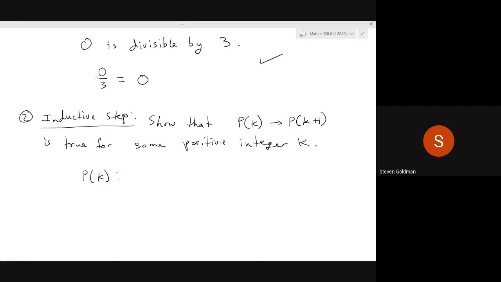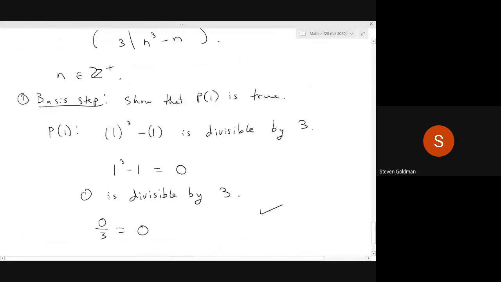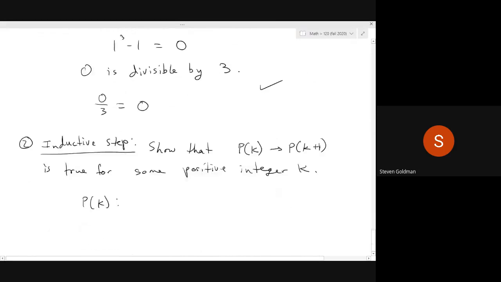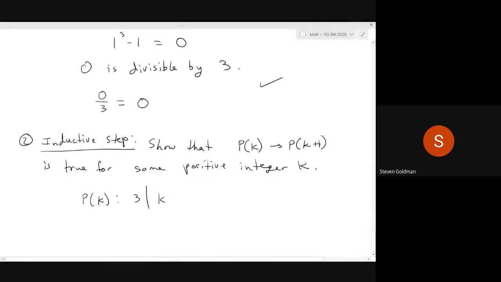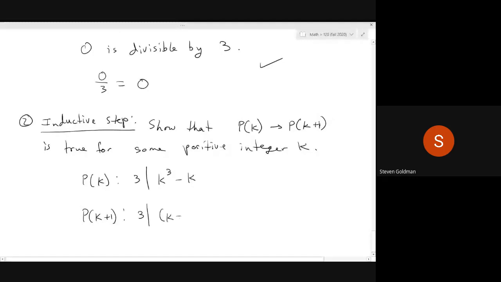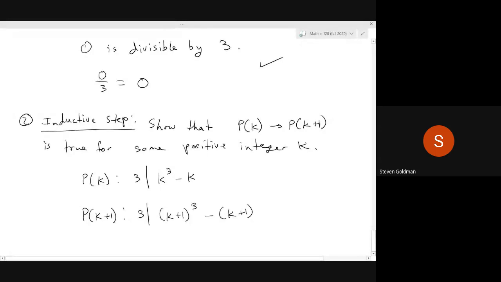P of k is going to be the statement that, so let me go back to P of n. P of n was the statement 3 divides n cubed minus n. So P of k is the statement 3 divides k cubed minus k. P of k plus 1 will therefore be the statement 3 divides k plus 1 cubed minus k plus 1, right? Wherever I have an n, I just replace it with k plus 1. So P of k plus 1 is the statement that k plus 1 cubed minus k plus 1 is divisible by 3.